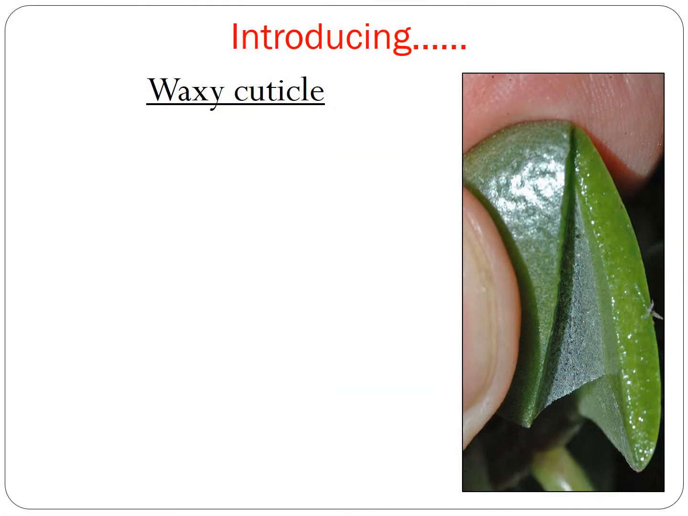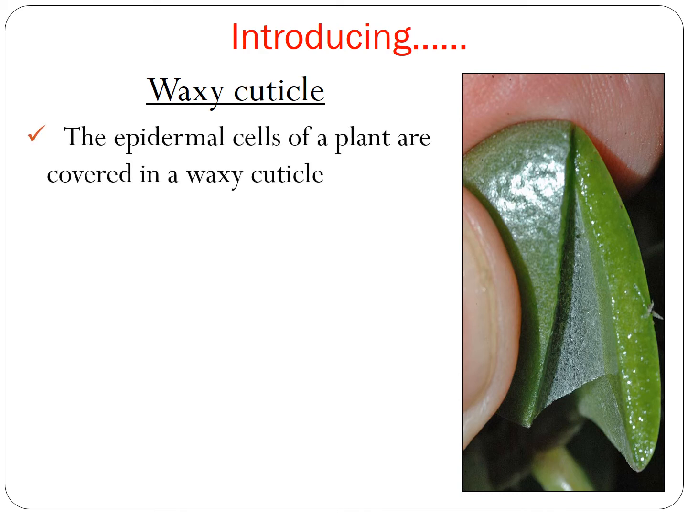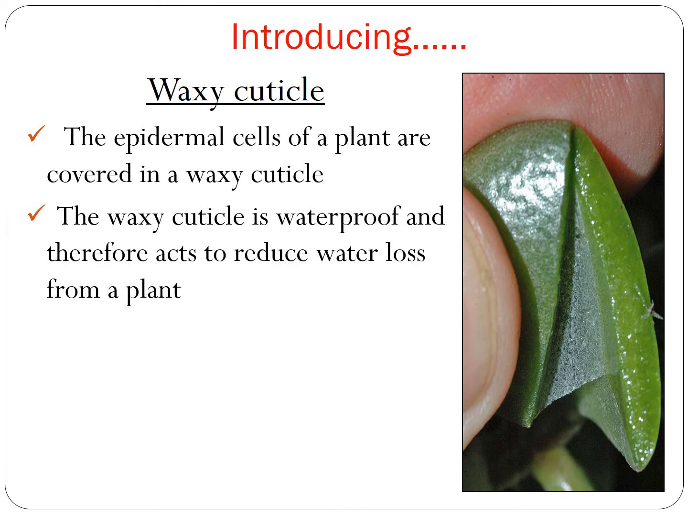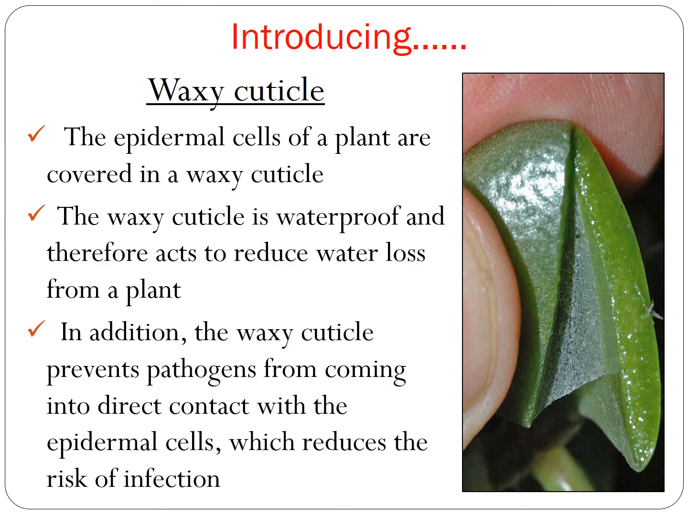So let's look at the waxy cuticle. You can see the wax layer peeling off there a little bit. The epidermal cells on a plant are covered in a waxy cuticle. It's waterproof and it reduces water loss from the plant. It also prevents pathogens from coming into direct contact with the epidermal cells. So because it's waterproof as well, you get a lot less pathogens coming in and reduces the risk of infection.